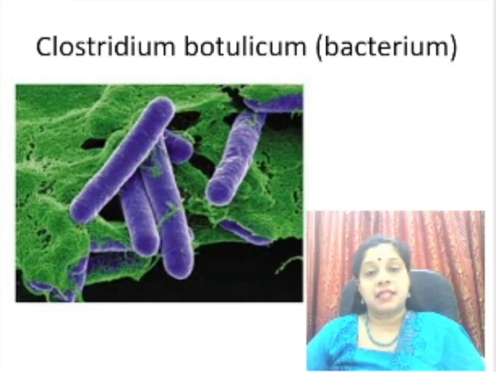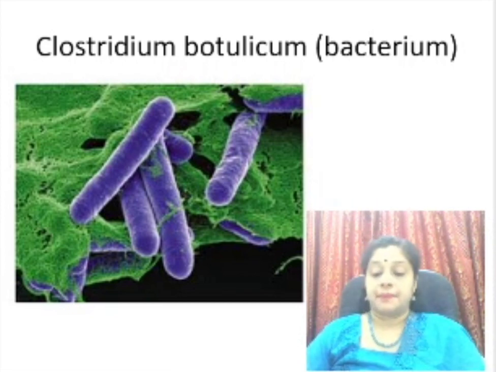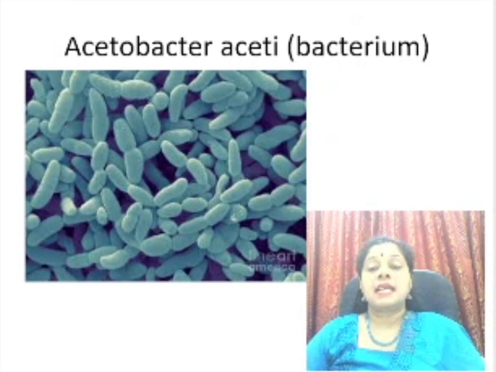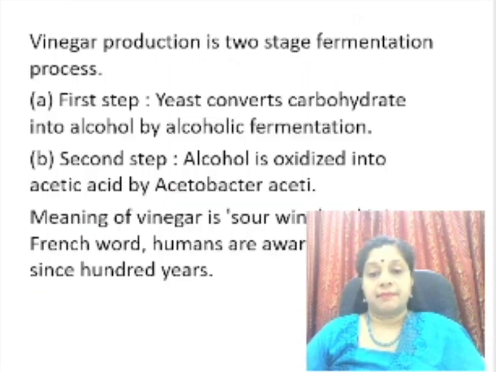Clostridium botulinum is the next bacterium, giving us an acid called butyric acid. Now next is Acetobacter aceti. It gives us vinegar or acetic acid. Vinegar is commercially used and it is a bacterium.